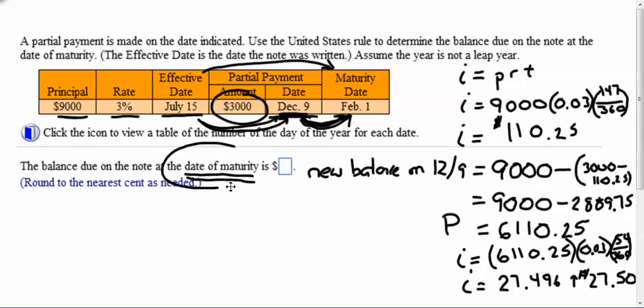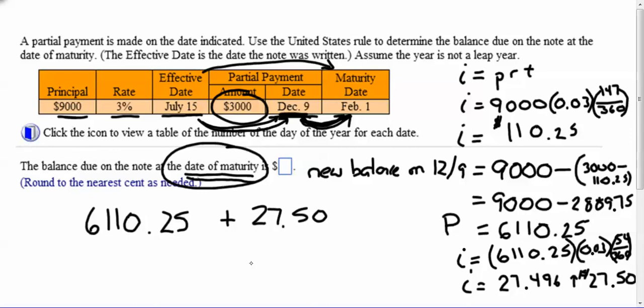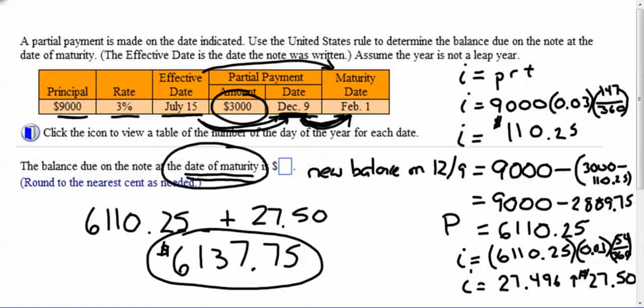So if we want to pay off our bill on that date of maturity, we have to take our principal on December 9th, which is the $6,110.25, and add the interest, which would be $27.50. If we add those two up, that will give us the total amount that's due to pay off that loan. So $27.50 plus $6,110.25 is $6,137.75. That's how much we would have to pay on February 1st if we've already made a payment of $3,000 on December 9th. So that is our answer to this question.